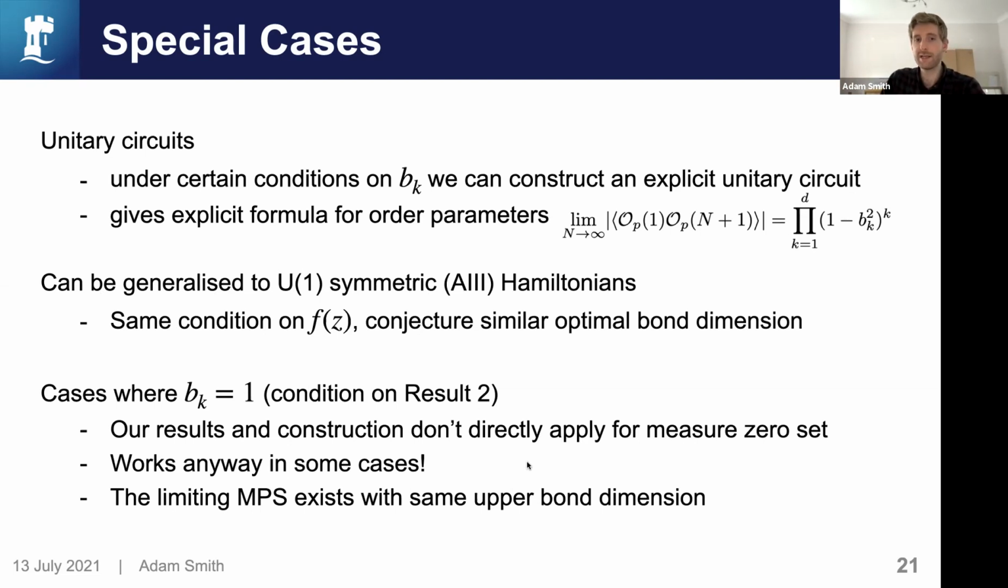And finally, there are some cases where our result doesn't hold, when there's a particular condition on these BK values we get from this algorithm. These actually just turn out to be a measure zero set, so they're not too important because we can actually get the MPS by a limit. Okay, so this limiting MPS actually does exist and it has the same upper bond dimension. So that case is also covered by our results.